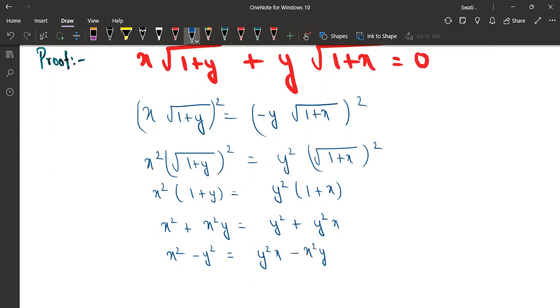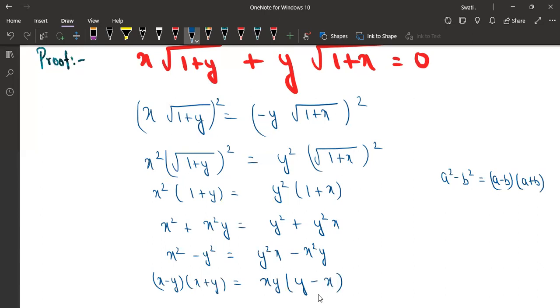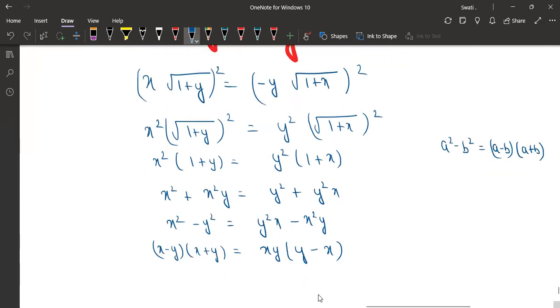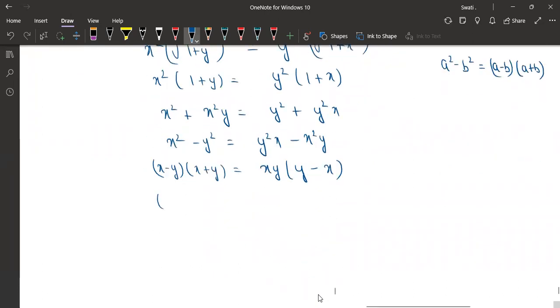Now here we have the formula a square minus b square. We all know that a square minus b square is a minus b into a plus b. So using this formula, it will become x minus y times x plus y. And here I'll take xy common. If I take xy common, I'm left with y here, right? And minus, here I have taken y common, so x, right? Very clear. And now we can write this as x minus y as it is, x plus y as it is, xy as it is, and here I'll take minus common, so y minus x will become x minus y.